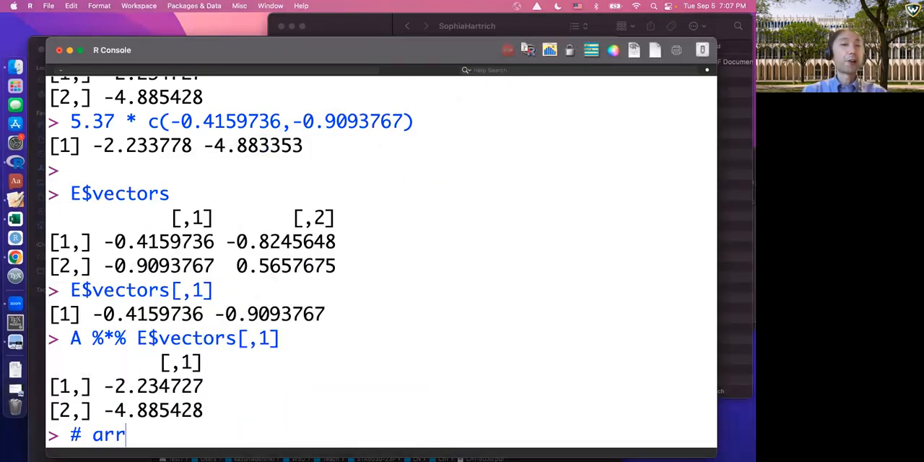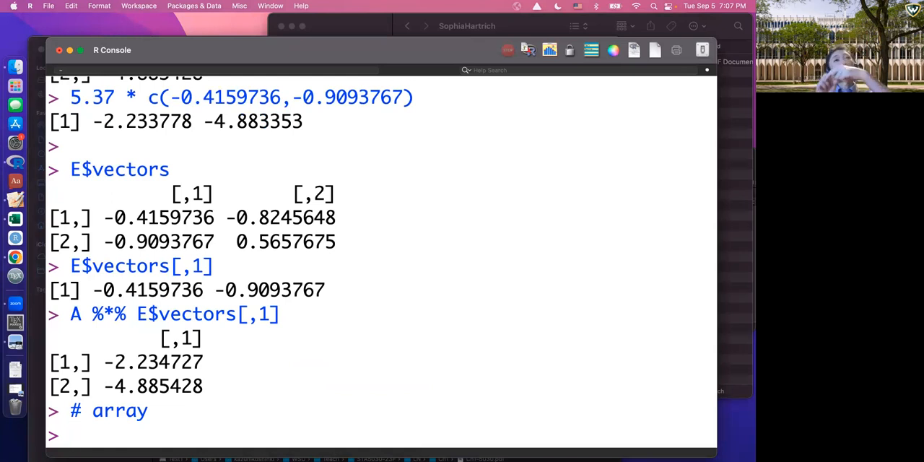So next is array. A vector is an object with one index, and a matrix has two indices, and an array may have more than two indices: 3, 4, 5. I don't know how many is possible, but sometimes it's useful to generate an array with 3 dimensions. So how to generate this? We can use the array function, and you can specify elements. We have 24 elements, 1 to 24.